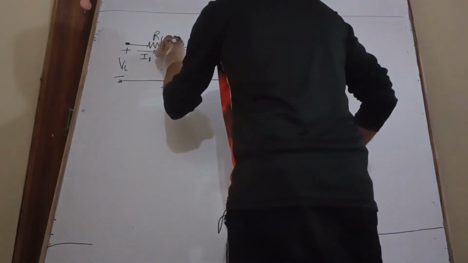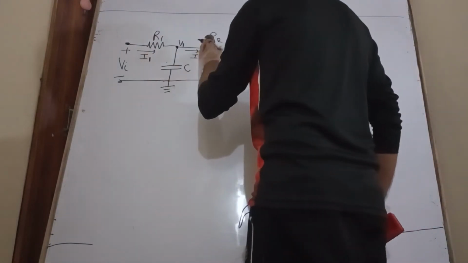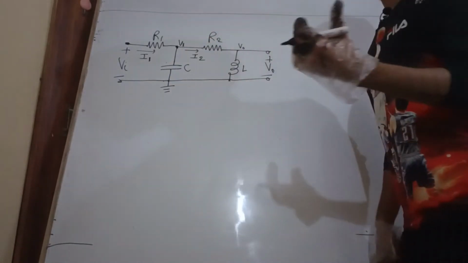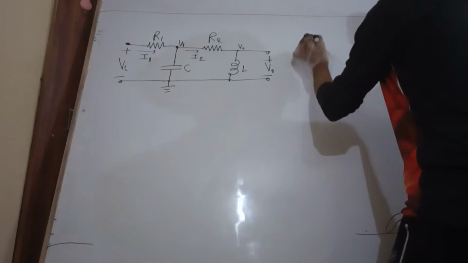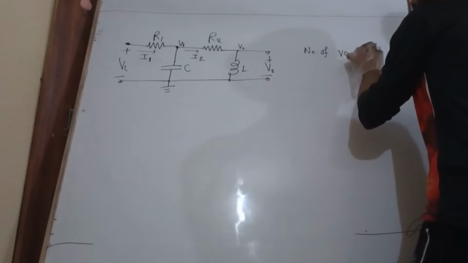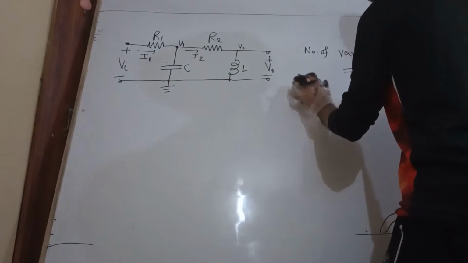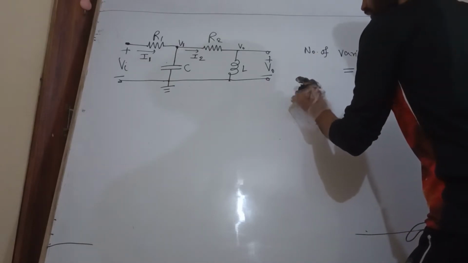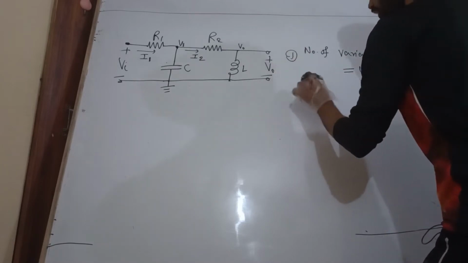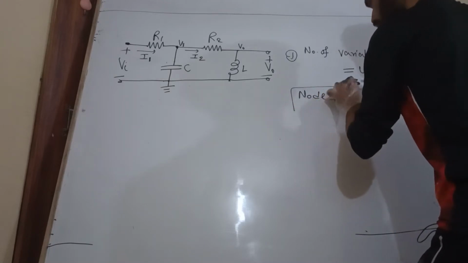Now see here, how many electrical elements are there? One element, two elements, three elements, four elements. The total is four elements. Four elements mean how many variables? Four variables. Then the number of nodes is how many? The number of variables is equal to 4, so the number of nodes is 4. Yes, 4 nodes.